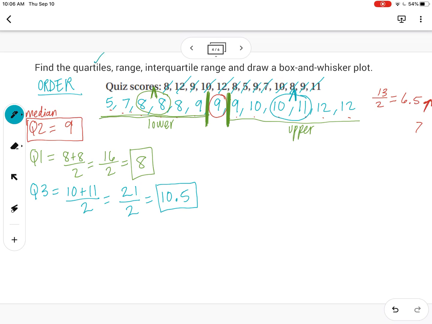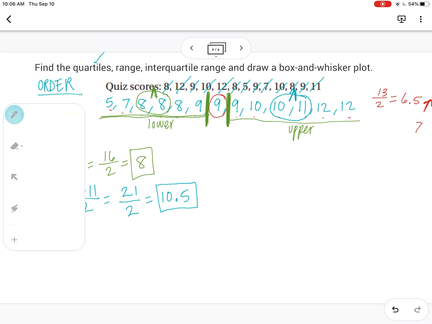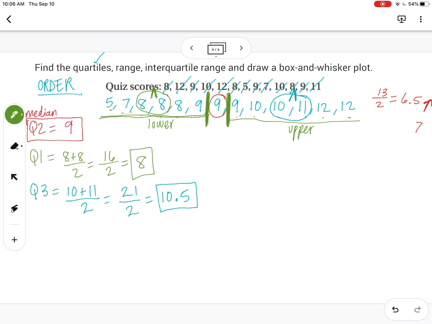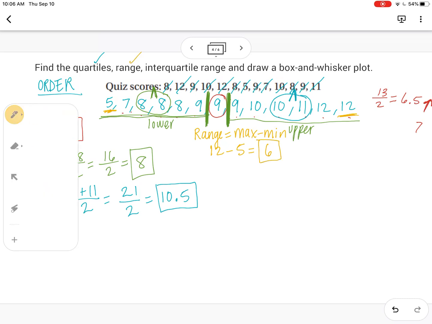All right, so our first step is done. We found the quartiles. Now we are going to find the range of our data set. So, in case you needed a reminder, the range is the difference between our max and our min value. So our highest value minus our lowest is going to give us our range. So we're just going to take our highest value over here, which is 12, and subtract our lowest value over here, which is 5. And it's that simple. Our range is 6. So check on the range.